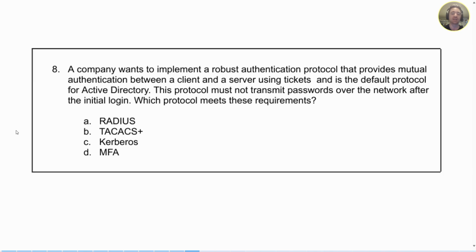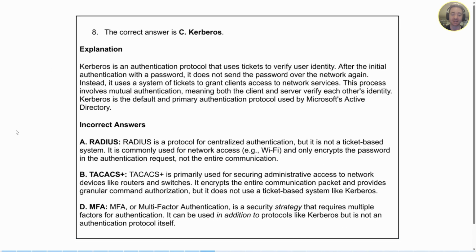Next question reads, a company wants to implement a robust authentication protocol that provides mutual authentication between a client and a server using tickets and is the default protocol for Active Directory. This protocol must not transmit passwords over the network after the initial login. Which protocol meets these requirements? A. RADIUS, B. TACACS+, C. Kerberos, or D. MFA? Your answer coming in 3, 2, 1. It is Kerberos, C.